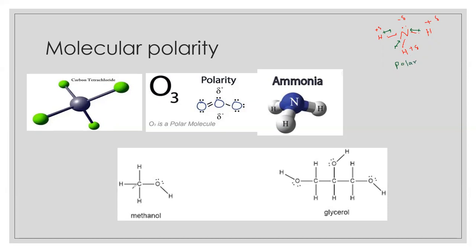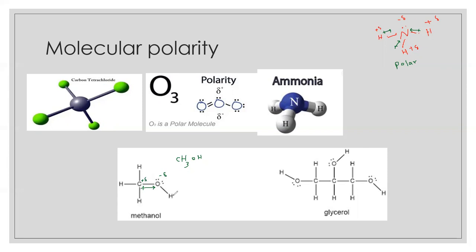Okay, look at CH3OH, methanol. Since we know there is a partial negative here, here is partial positive. That would be a vector here from positive to negative. So why am I not talking about C and H? Because C and H don't make a polar bond. Just C and O make a polar bond, because the difference between the electronegativity is greater than 0.4.